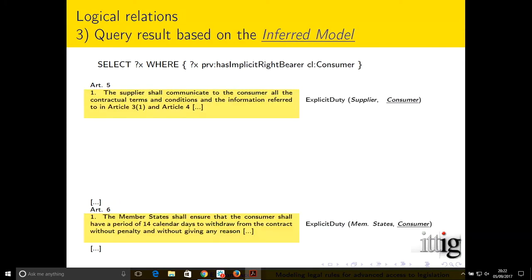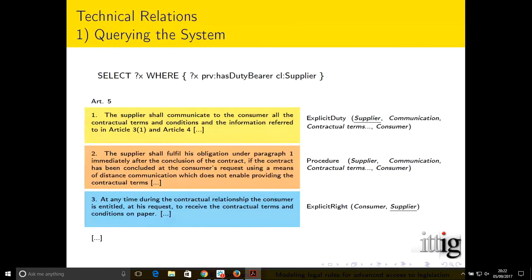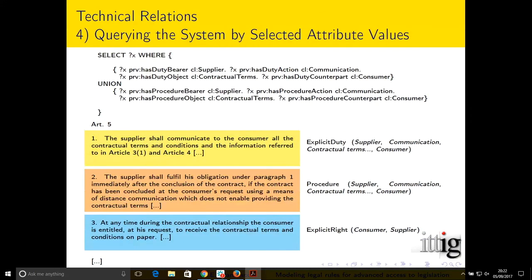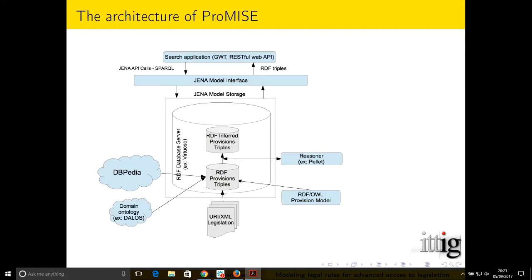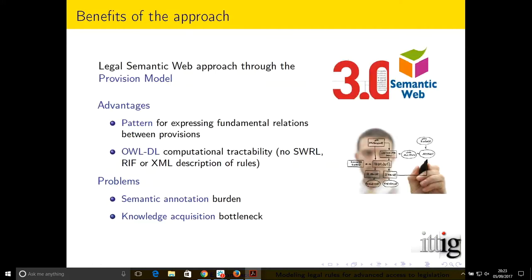You can do the same for other examples, but I don't want to bother you much more on this. So let's have a look at the prototype of the legal search engine. It is called Promise, like a wish for the future: provision model-based inferential legal search engine. This is the architecture of the prototype of the system.